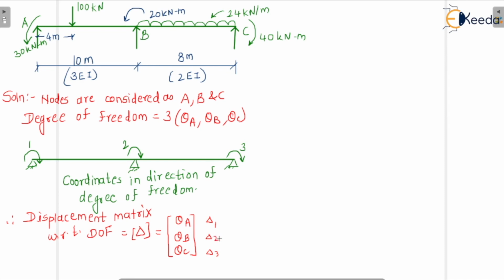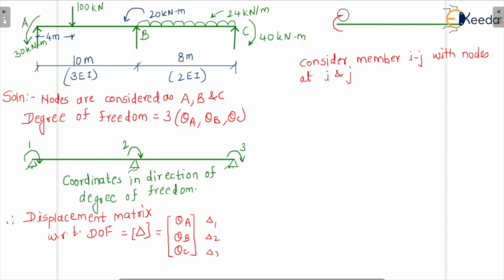Now let us consider a member ij with nodes at i and j. Let us show it in a diagram. Here it is i and here it is j. Let us write down the rotation theta i, and the rotation theta j, and also show the displacements vi and vj. It has a length L and EI. These are the element coordinates.